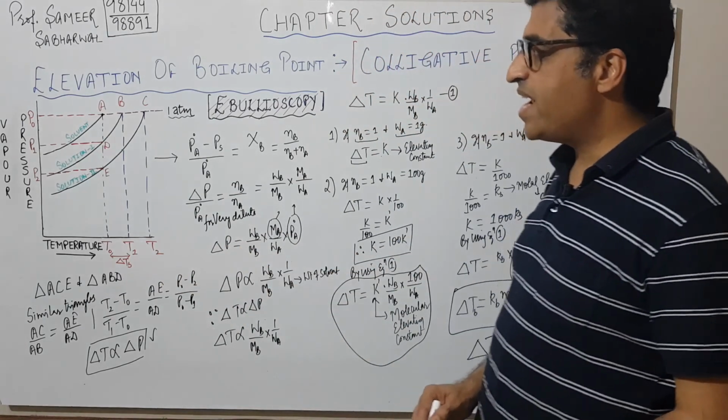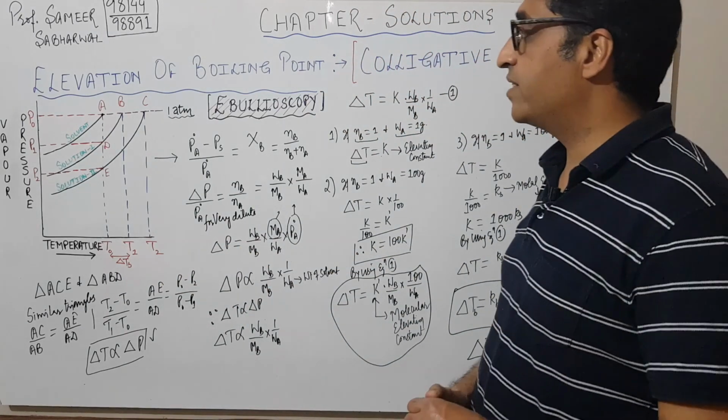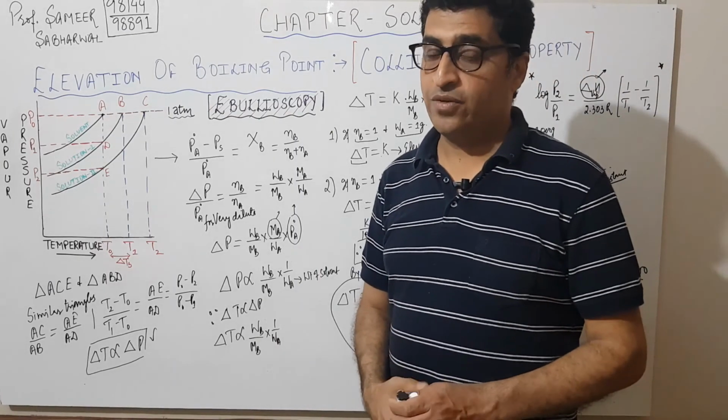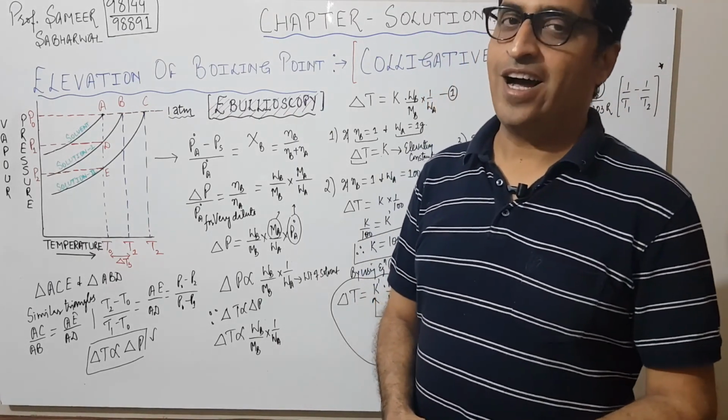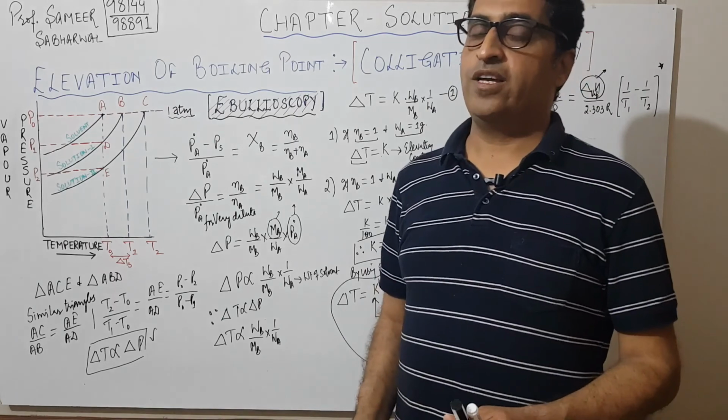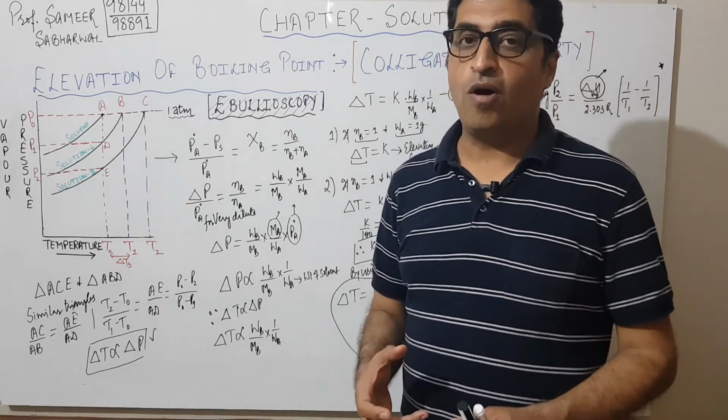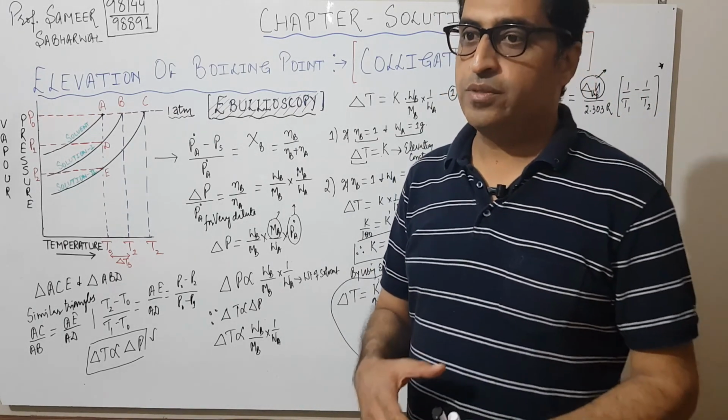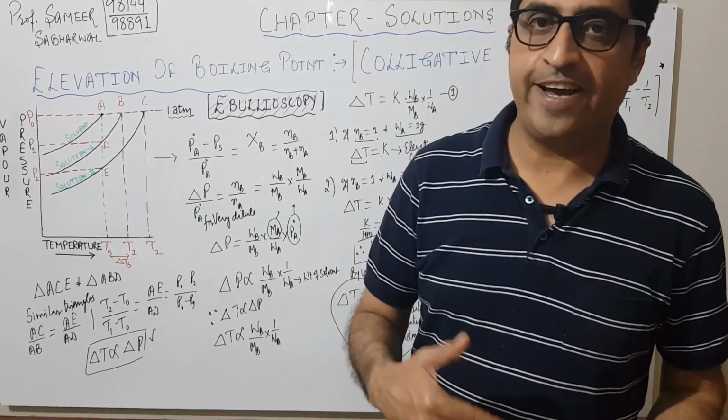So I have made this derivation very, very simple, and in my next lecture, which is really very interesting, I will discuss the next colligative property, that is depression of freezing point. So it's better to recall the things again and again. Thank you.